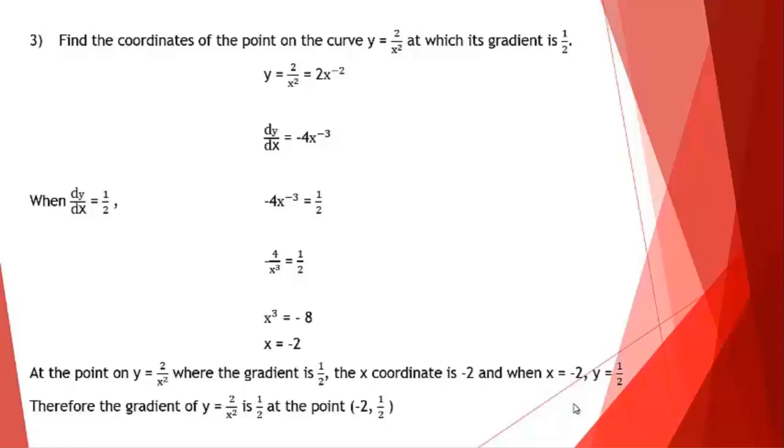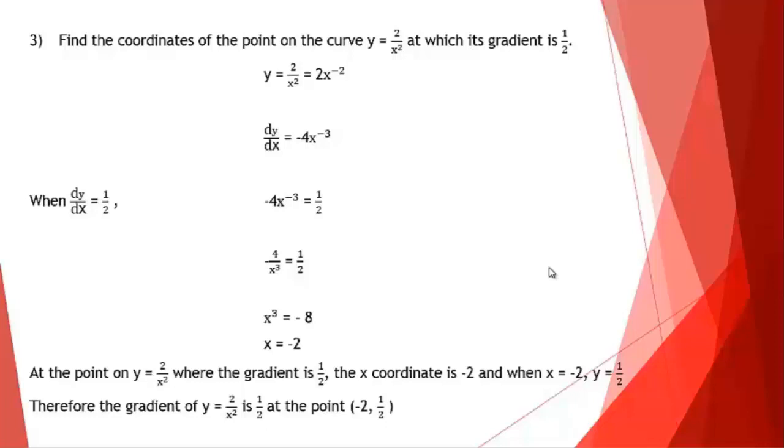So now we have two values for the gradient. When we equate those two values, we get negative 4x to the power negative 3 equals 1/2. And by taking the x to the power negative 3 to the denominator, we get negative 4 over x cubed equals 1/2. By cross multiplication, we get x cubed equals negative 8. So we need to find the cubic root of negative 8, which becomes negative 2. So x equals negative 2.